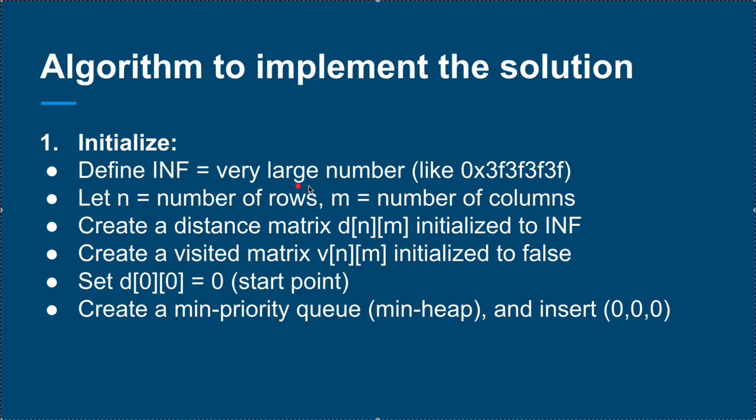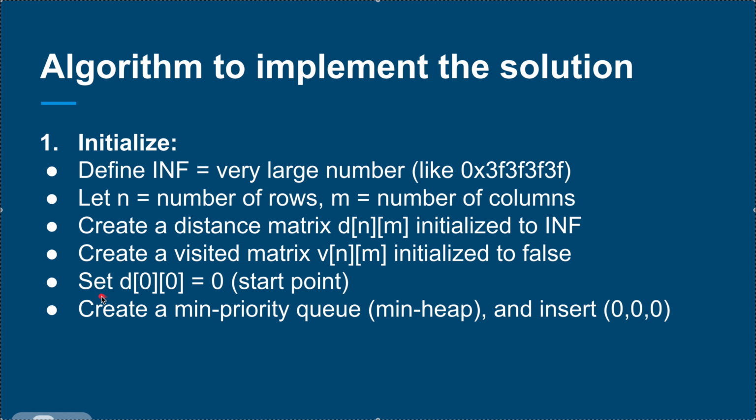So we'll take a very large number, something like this, and we'll take n, the number of rows, m, the number of columns, and we'll create a distance matrix. Let's suppose d[n][m], and we will initialize it to inf, infinite. And we'll create a visited matrix. Let's suppose v[n][m], and initialize it to false. So all the visited matrix values will be false initially. When we visit those cells, we'll mark them true, that we have visited it.